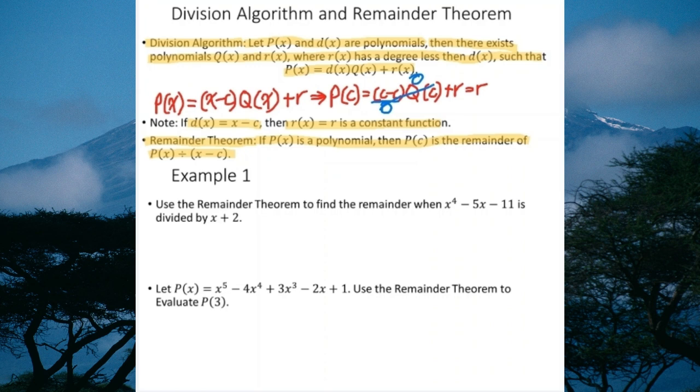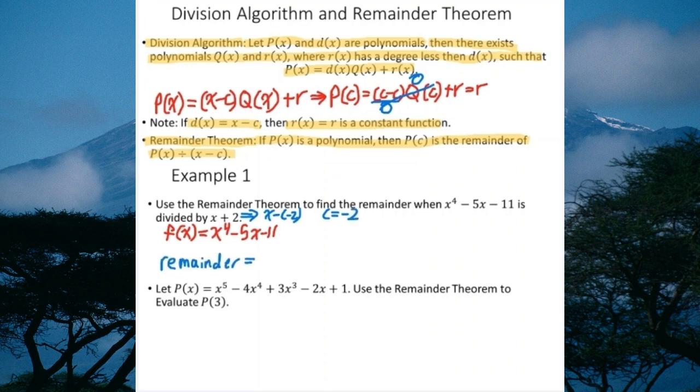If we take a look at example 1, we want to find the remainder of x to the fourth minus 5x minus 11 when it is divided by x plus 2. Now we could go through the division and find the remainder that way. But as an alternative, if we name f of x x to the fourth minus 5x minus 11, we can apply the remainder theorem to figure out the remainder, because x plus 2 is the same as saying x minus negative 2, which means our c in our remainder theorem that we would use is negative 2.